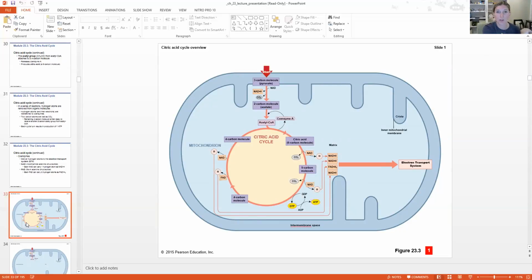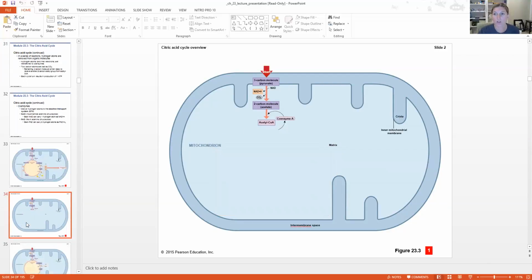Carbons are picked off and released as carbon dioxide. So we're taking this 6-carbon compound citric acid, we're removing 2 carbons along the way, and we're forming that oxaloacetic acid at the end of the cycle, which will combine with acetyl-CoA to start a whole new cycle over and over again. As long as oxygen is present in the cell, this will be occurring. The NADH and FADH2 that are being created from this process go over into the electron transport system.